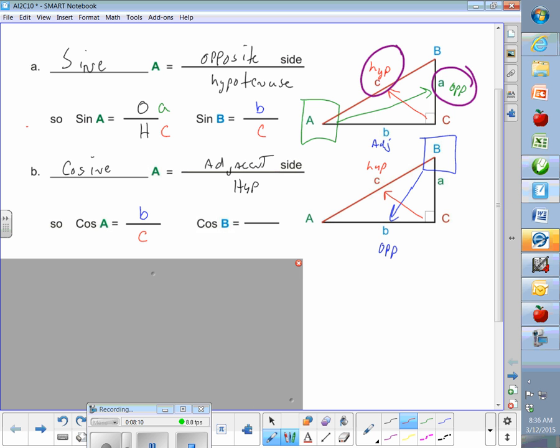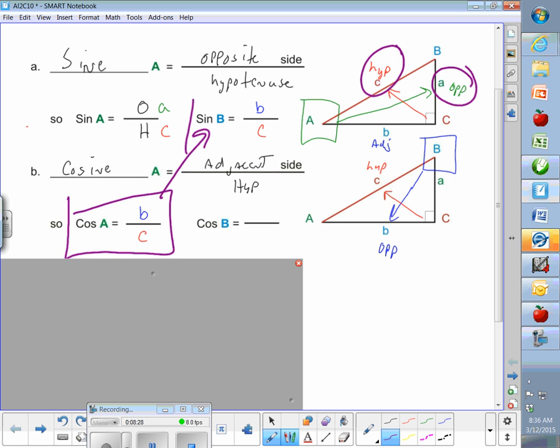Ding, ding, ding. Woo, woo, woo. Yeah, that's the big thing. That's a big picture concept.